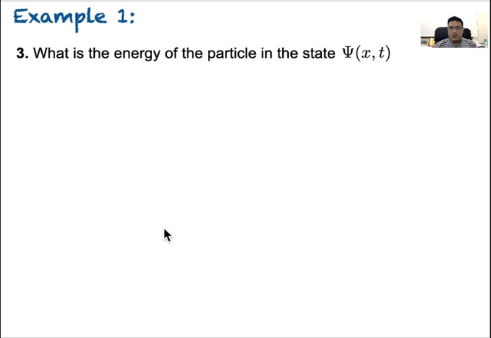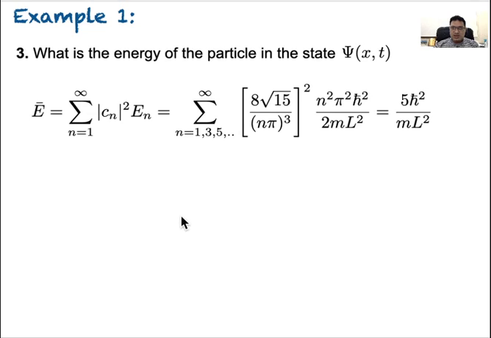Now what is the energy of the particle in the state psi of x,t? We have seen that the average energy is written as the summation over n of mod Cn squared times En. Now we know Cn from the previous slide, and we know En for a particle in a box is n squared pi squared h cross squared over 2 m L squared. Once you simplify it, you can do the series summation.